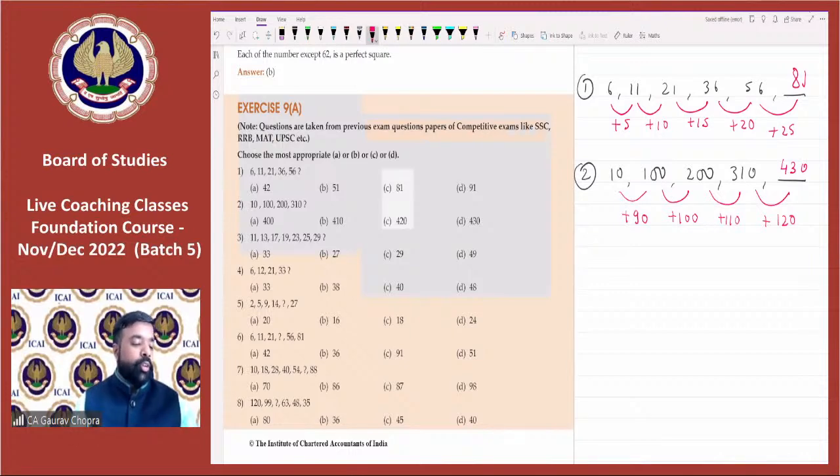Vagdev says, after a long confusing chapter, this seems to be very easy. Yes. After, of course, mathematics, this logical reasoning is very, very simple and interesting.